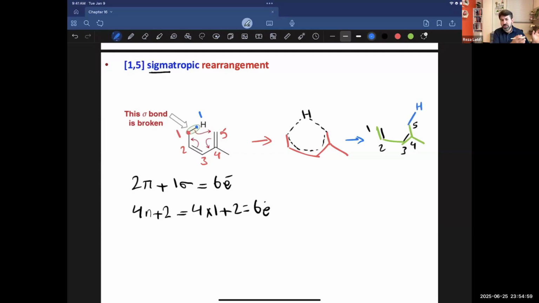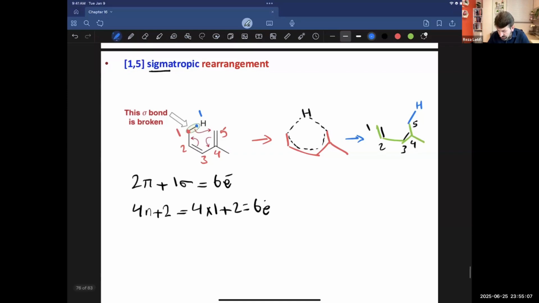And so the hydrogen from the left, or carbon number 1, moves to the right side, and that's that type of rearrangement. We call it 1,5 rearrangement, a 1,5 sigmatropic rearrangement.